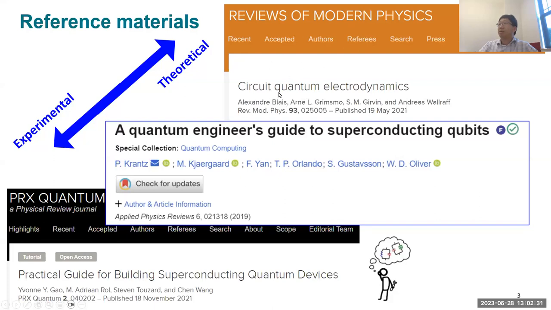This is the circuit quantum electrodynamics review in Reviews of Modern Physics by Alexandre Blais and a few others. And then this one, A Quantum Engineer's Guide to Superconducting Qubits, is really quite helpful and very well written all around. And also this one, which I was a co-author of, is more on the practical side, which is somewhat closer aligned to the idea of this tutorial series. These are the things that I encourage you to read. They range from the more formal side to the more practical experimental side.